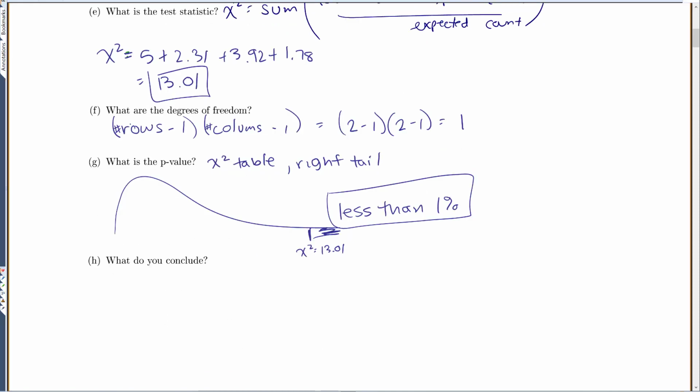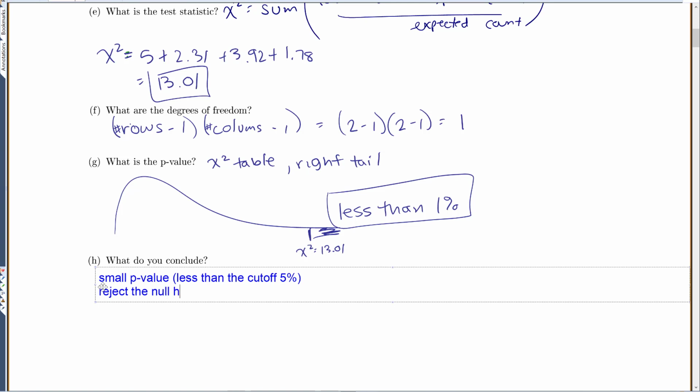And our final part for this problem, what do you conclude? Well, I'd probably say something like, this is a small p-value, it's less than 1%. So it's less than the cutoff. They didn't tell me a cutoff, so we'll say a cutoff of 5%. So we will reject the null hypothesis. I'm going to say something like, we have evidence that gender affects the answer.